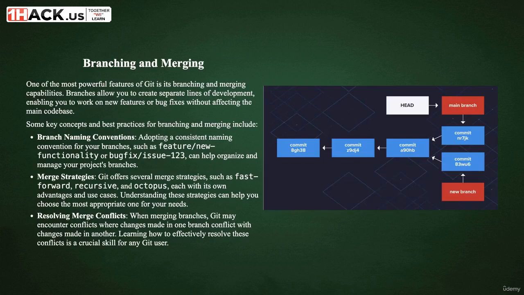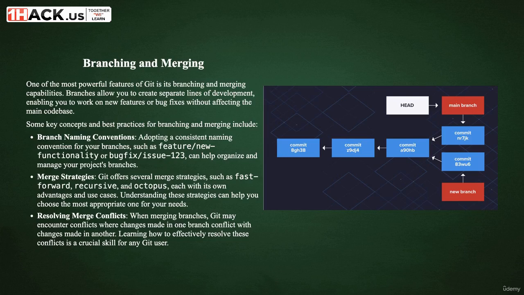One of the most powerful features of Git is its branching and merging capabilities. Branches allow you to create separate lines of development, enabling you to work on new features or bug fixes without affecting the main codebase. When it comes to branching and merging, it's important to follow best practices. First, consider adopting a consistent naming convention for your branches, such as feature/new-functionality or bugfix/issue-123. This helps to organize and manage your project's branches more effectively.